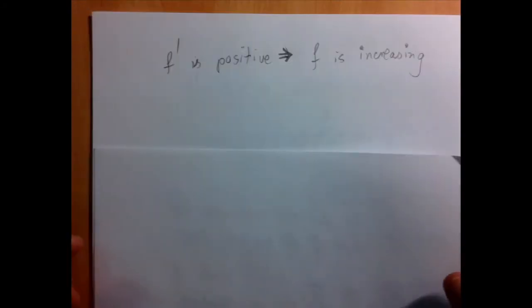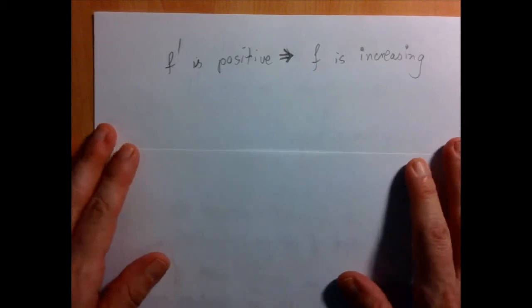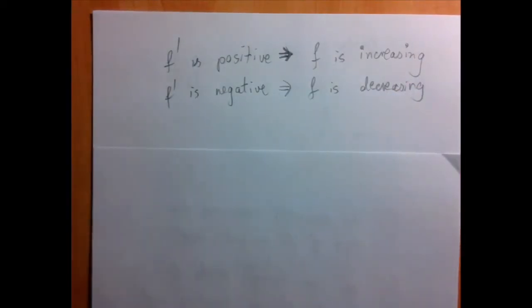So let's think location and velocity. If the velocity is 0, how can we describe the motion of the object? It's sitting at a point. Well, then the location function is constant. Done. Let's go back to this. This one is really important, that if the derivative is positive, then f is increasing. Analogously, if the derivative is negative, then f is decreasing.